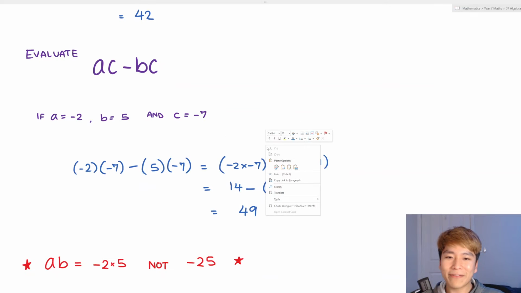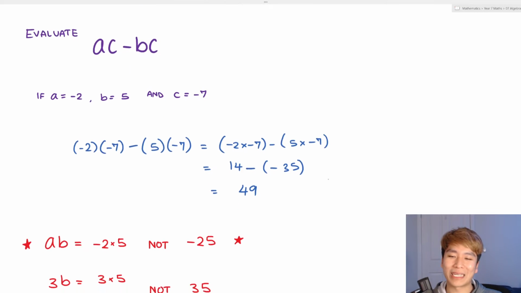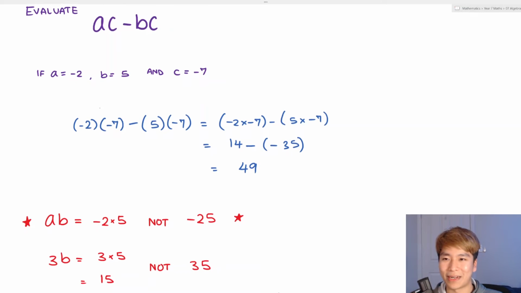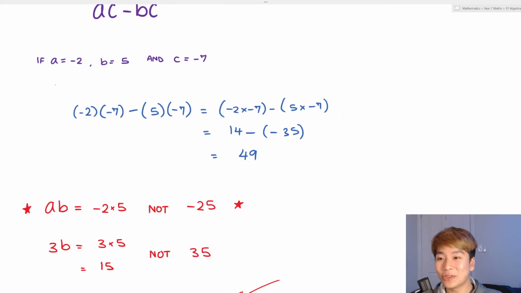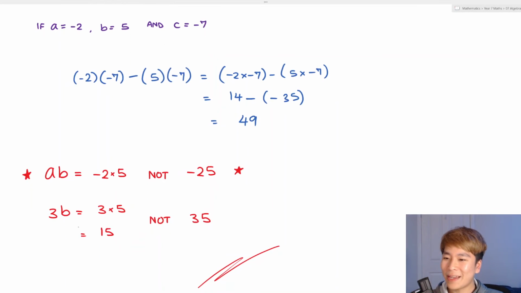Now, very, very important, I don't want you to make this mistake. When I have AB, in this case it's AC, but if I have AB, it is not -25. It's equal to -2 times 5. Please don't make this mistake. I don't want to see you go, all right, AB, therefore that's -25. It's not. Remember, there's a multiplication in between. So -2 times 5 is -10, not -25. Same thing with this one. 3B is 3 times 5, not 35. So 3B is 3 times 5, which is 15, not 35. I don't want to see that mistake.